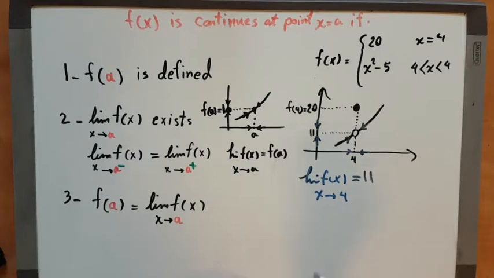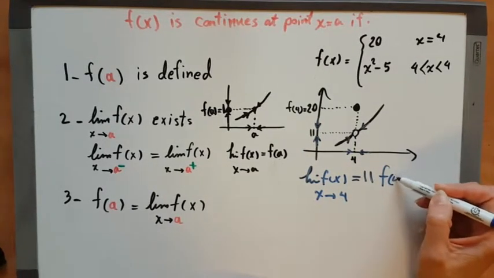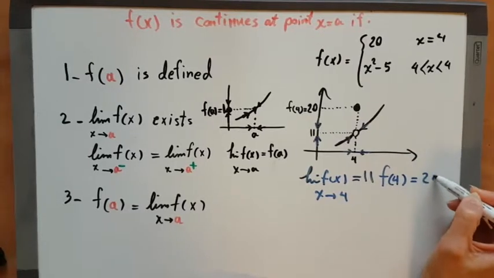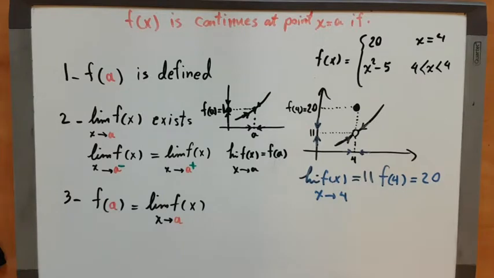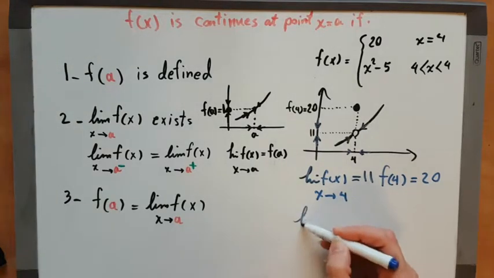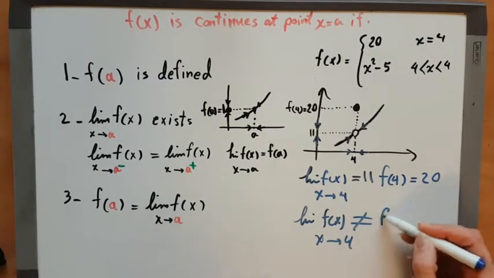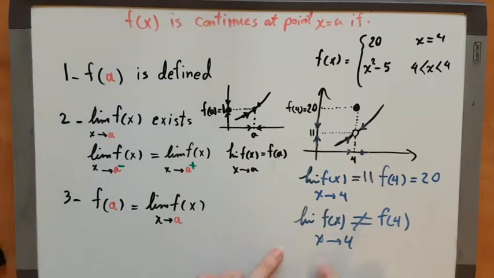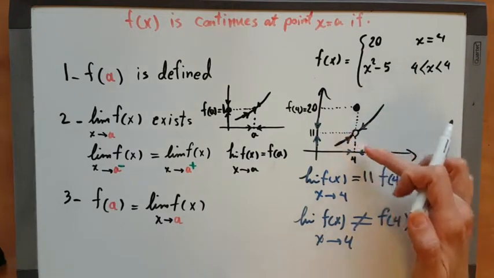However, the amount of the function f(4) equals 20. So you can see these two are not equal. So the limit of f(x) when x goes to 4 does not equal f(4). Therefore, as you can see, the function is not continuous. There's a separation in here.